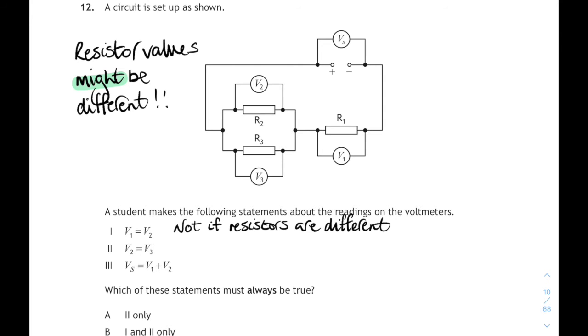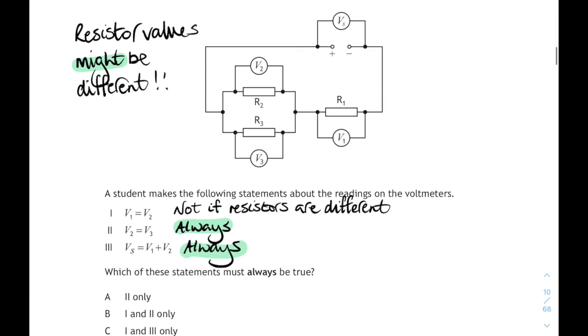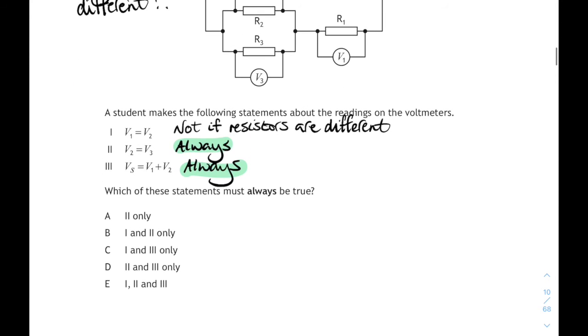Statement 2, V2 equals V3. Yes, always. If two resistors are in parallel, they each get the same voltage across them, always. And statement 3, Vs, the supply voltage, is equal to V1 plus V2. Yes, that's always true as well. Series voltages will always add up to the supply voltage. So V1 plus V2 equals Vs, always. So that's statement 2 and 3 only. That's answer D.